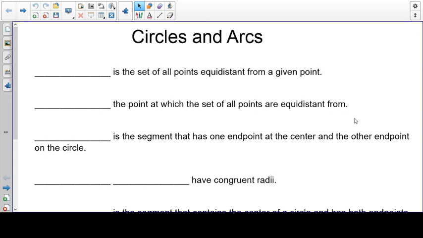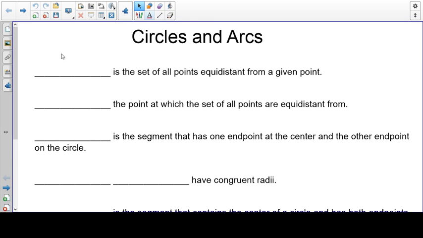Alright guys, so today we're going to go ahead and start the next topic, which is going to be circles and different things about them. So one thing inside of a circle is an arc. An arc is a piece of circle.